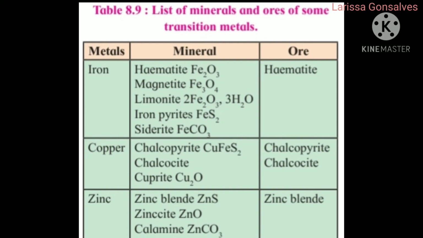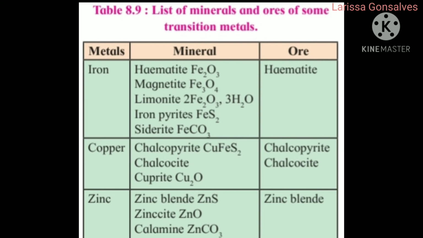Here is a table which gives the minerals and ores of some transition metals. So the first metal is iron and the minerals are hematite, magnetite, limonite, iron pyrites, siderite. Their molecular formulas are given beside them and the ore which is extracted from it is hematite.